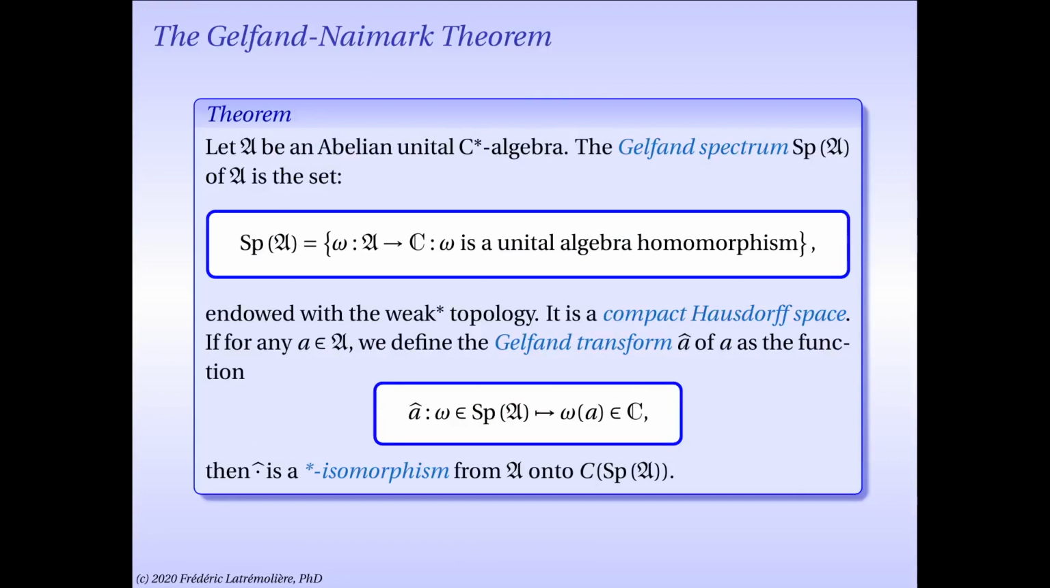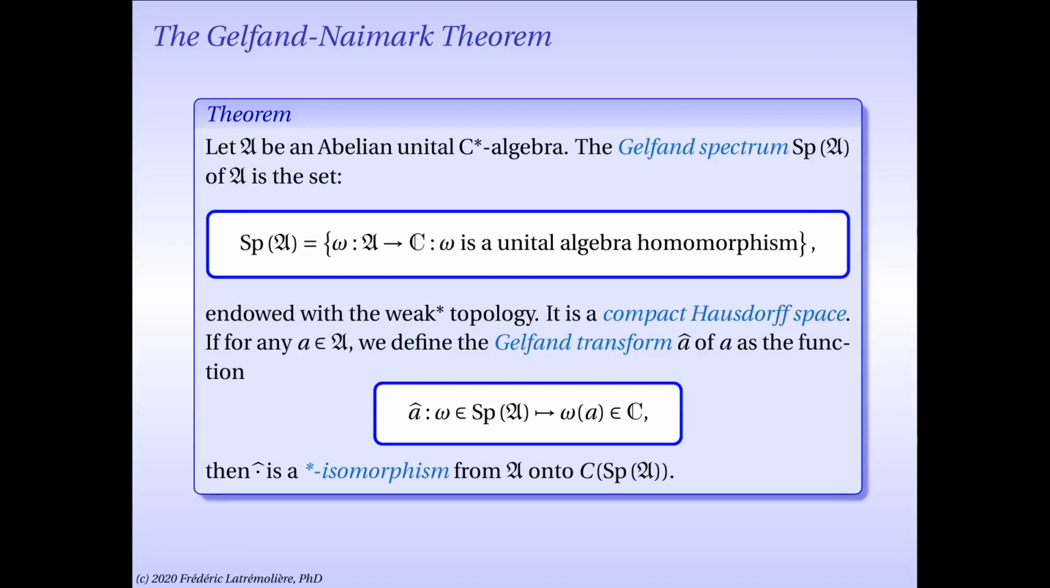So let's fix an abelian unital C-star algebra. Its Gelfand spectrum is the set of its characters, that is, the set of all unital algebra homomorphisms from the algebra to the complex numbers, endowed with the weak-star topology. As such, it is a compact Hausdorff space. Now, if we pick a, an element of our C-star algebra, the Gelfand transform of a is a function that to any character omega of the C-star algebra associates the value omega of a.